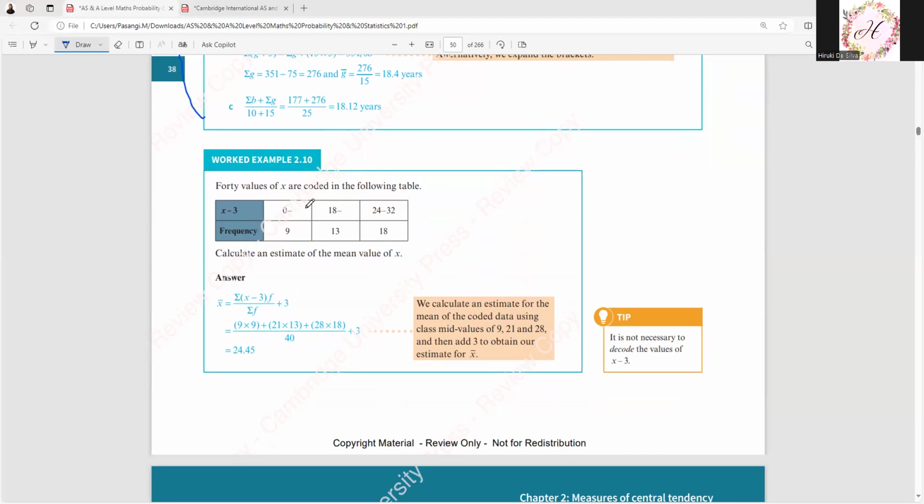So that is for the group data. Anyway, x minus 3 for these ones. Then we have frequency 0, 18, 24 to 32. Okay, calculate the estimate of the mean value.